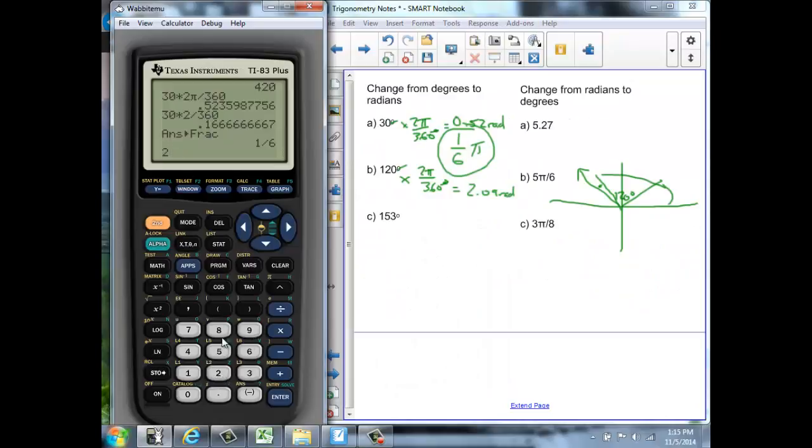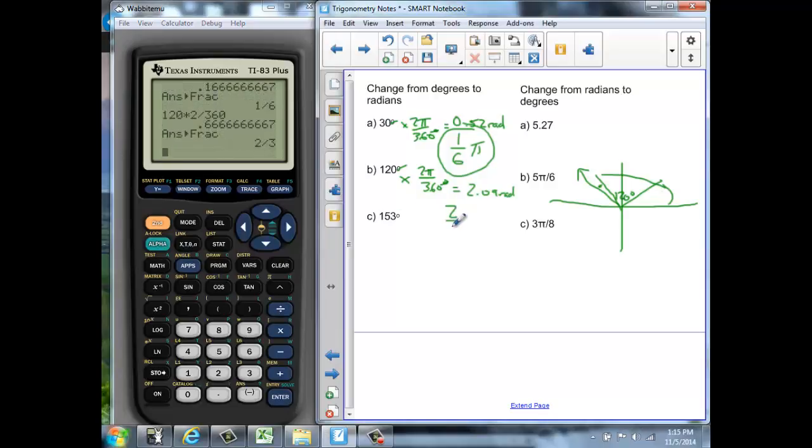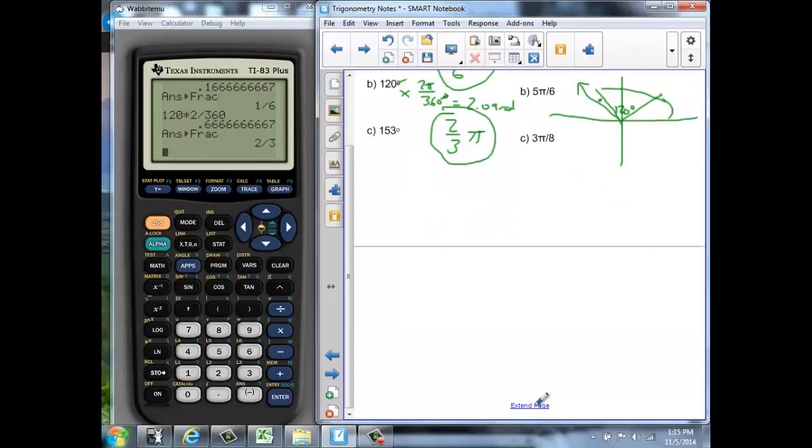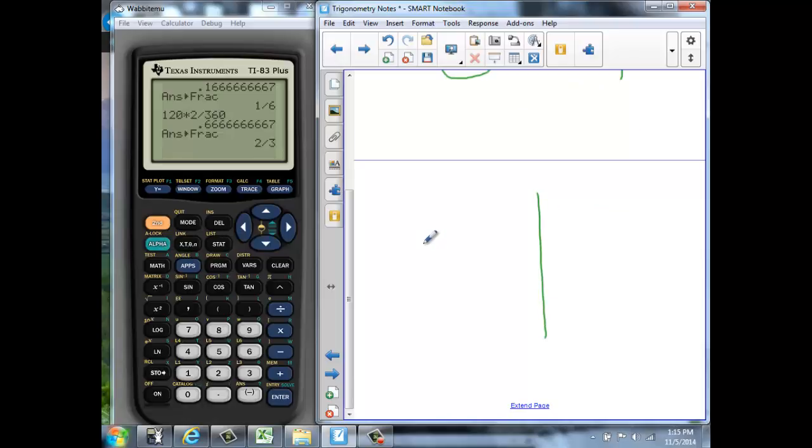Take 120 times by 2, but don't times by pi, and then divide by 360. I don't understand why that works. Make it a fraction, and now what you've got is 2/3 of pi. Oh, that makes sense, because it's almost... Okay, let me draw this out here.